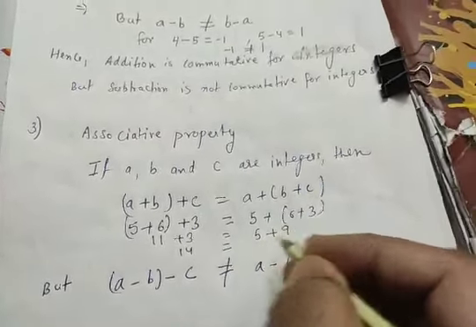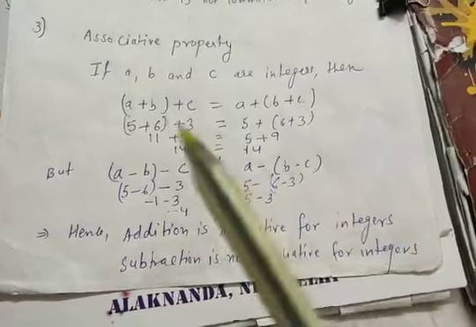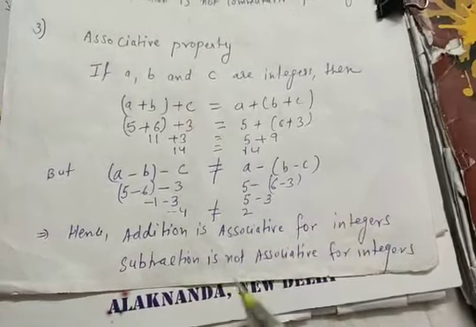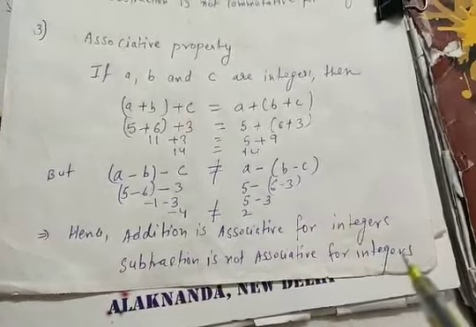Clear? So hence I can conclude that addition is associative for integers. It is associative, but subtraction is not associative for integers. Clear? Same like the commutative property. The addition is commutative for integers, subtraction is not commutative. Similarly, the addition is associative for integers, but subtraction is not associative for the integers.